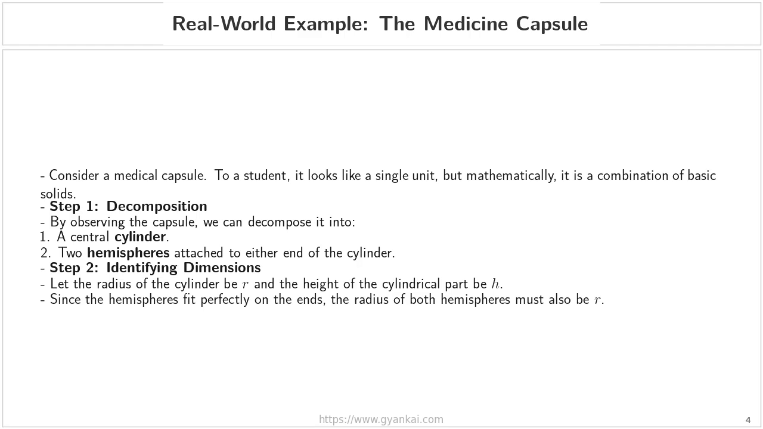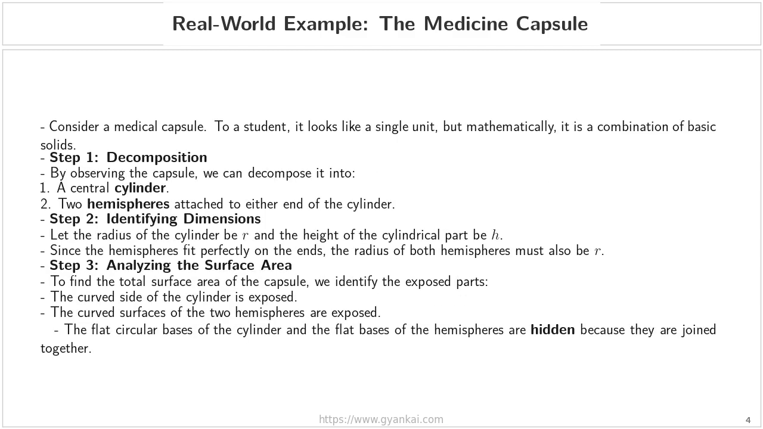Let the radius of the cylinder be represented by r, and let the height of the cylindrical section be h. Now, a crucial observation here is that because the hemispheres fit perfectly onto the ends of the cylinder, they must share that same radius, r. Now, this brings us to step 3, which is perhaps the most important part, analyzing the surface area.